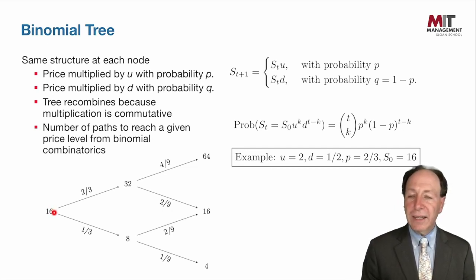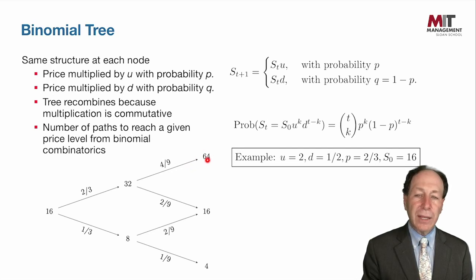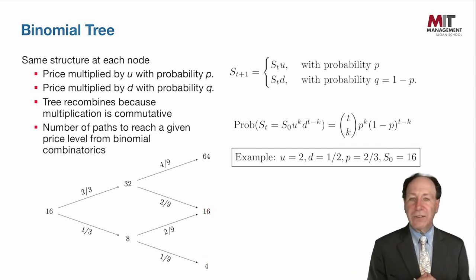So the tree looks like this. 16 with probability 2/3 doubles at time 1 to value 32. And it can double again to value 64. The probability of getting there at the end of 2 time steps is 4/9. The other terminal values at t equals 2 are 16 and 4. And that's it. It can't be anything else.